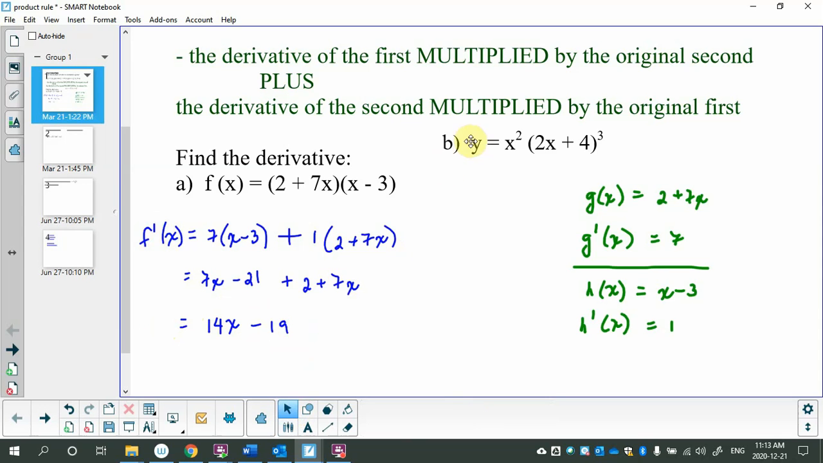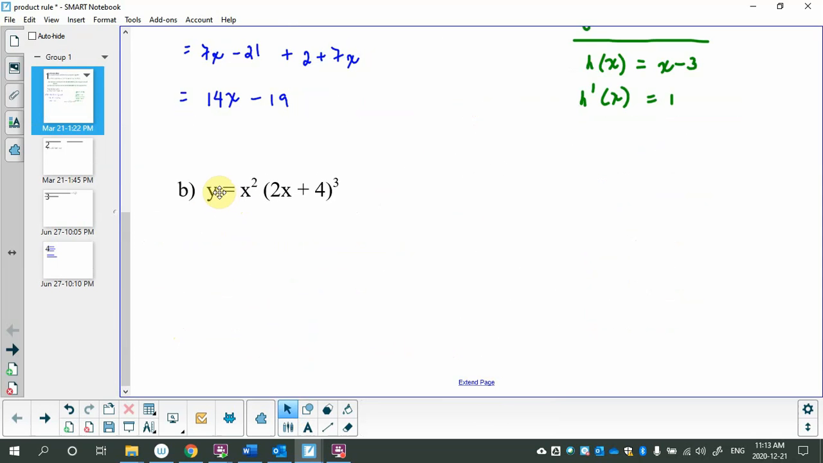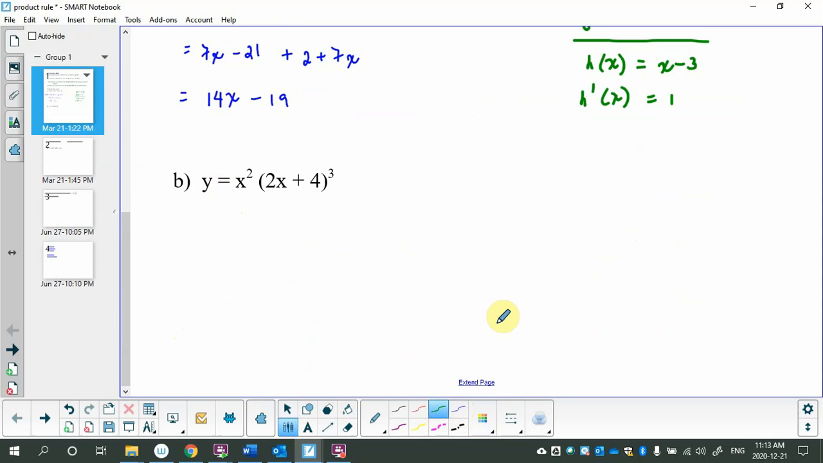So now I can work with b, which is actually a little bit bumped up in difficulty, and I may need a couple of lines for this. So this time, over here in green, my f of x is equal to x squared, so that's the first expression. And my f prime of x, so the derivative of that, is 2x to the 1.